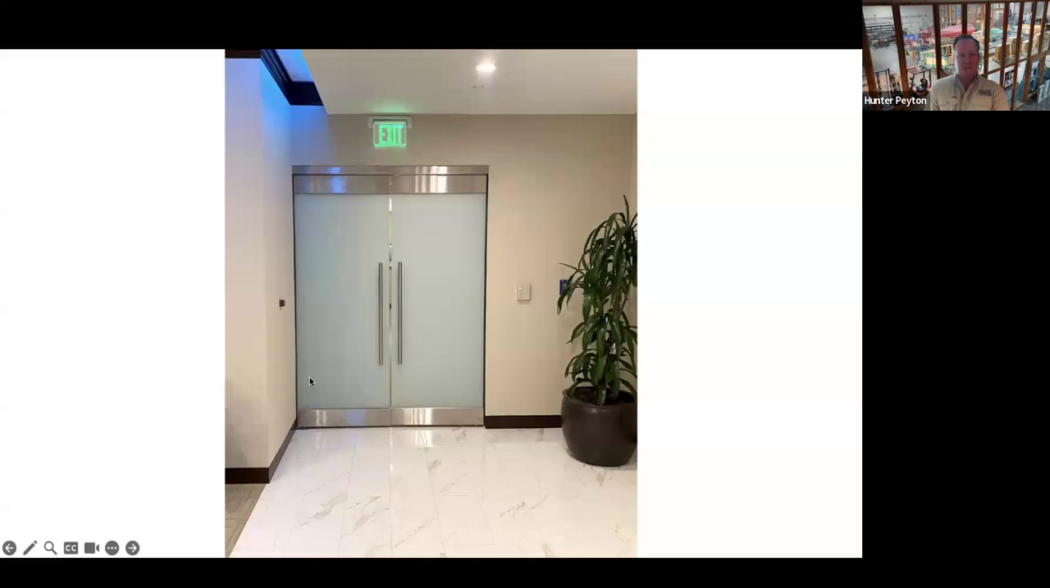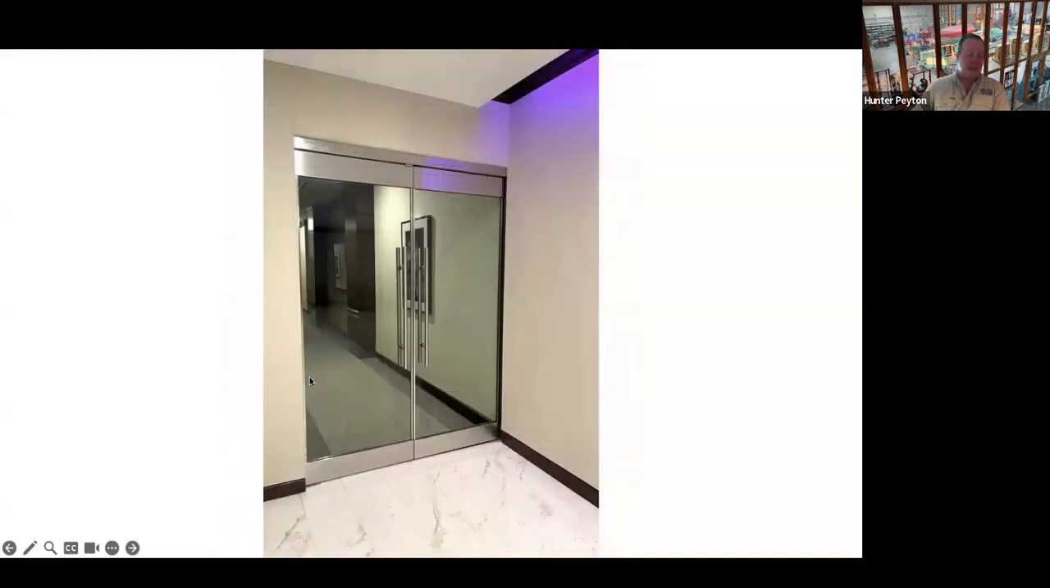This was leading into the C-suites in an office. This is actually that same picture, but this was prior to them installing the film. I just wanted to give you an example of the two different looks on the same opening between the obscured film and just a regular clear entrance.